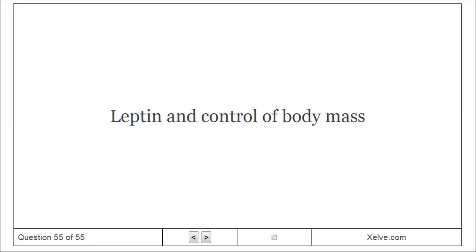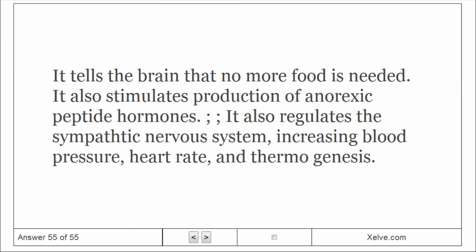Leptin in control of body mass. It tells the brain that no more food is needed. It also stimulates production of anorexic peptide hormones. It also regulates the sympathetic nervous system, increasing blood pressure, heart rate, and thermogenesis.